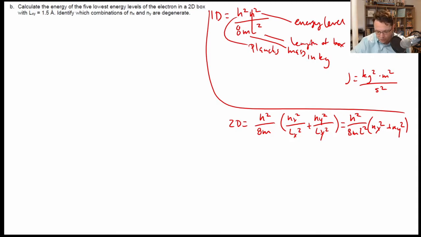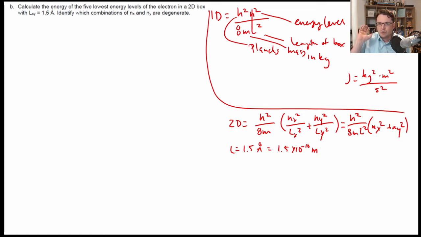The way you would do this is you simply plug in the values that you have. We have the 1.5 value for the distance, and it's in angstroms. So L is equal to 1.5 angstroms, and 1 angstrom is equal to 1 times 10 to the negative 10 meters. That comes out to 1.5 times 10 to the negative 10 meters in this case. So we can do that conversion right now.